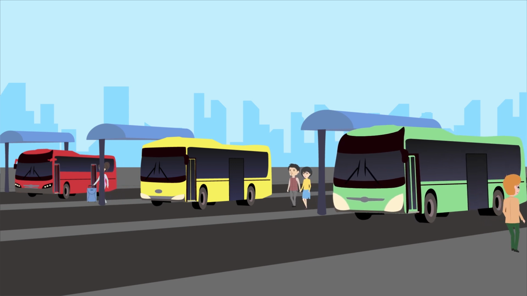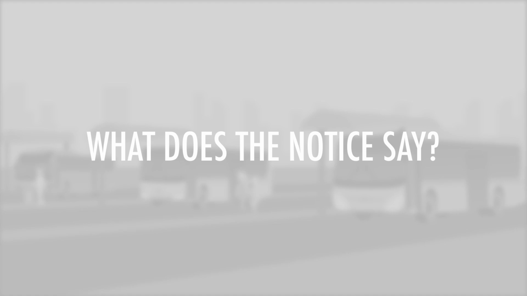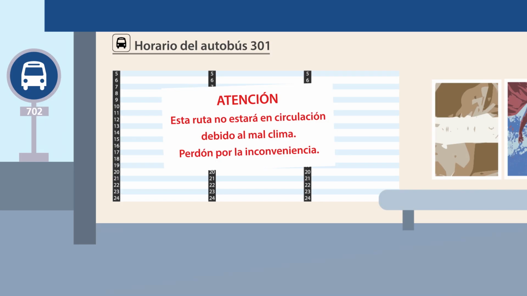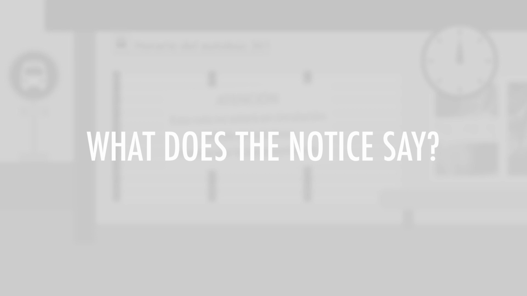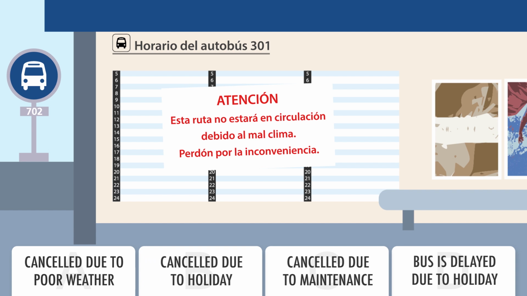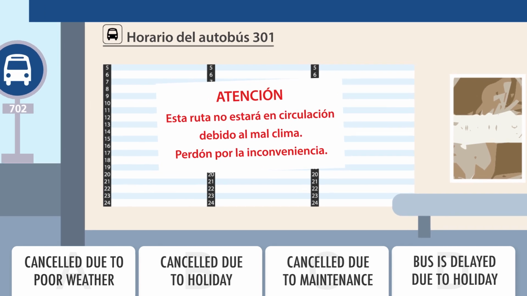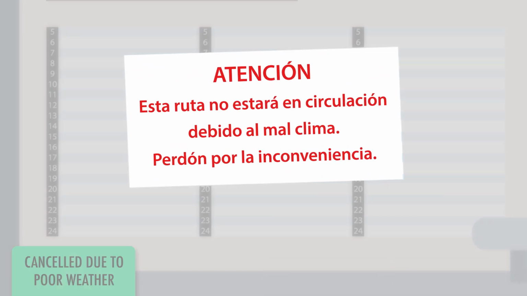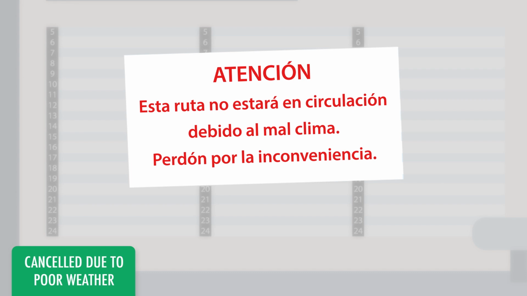You are at a bus terminal where you've been waiting for your bus. It appears to be running late. Suddenly, you notice a note posted next to the bus stop. What does the notice say? The note reads, "Bus services on this route have been canceled for today due to poor weather conditions.